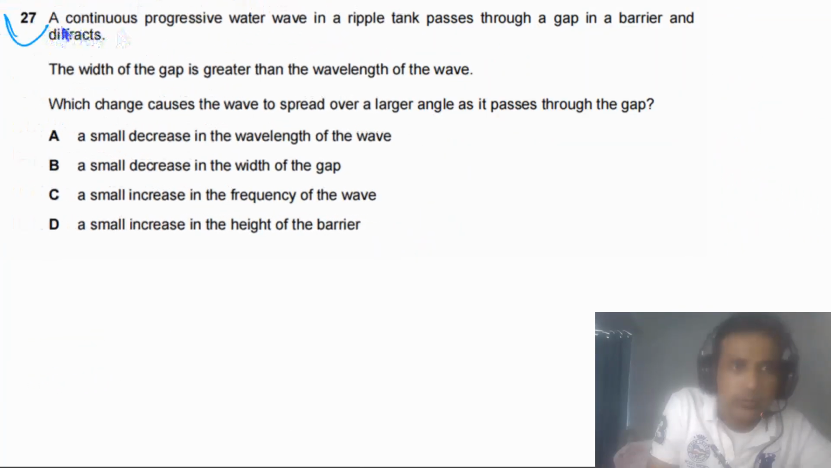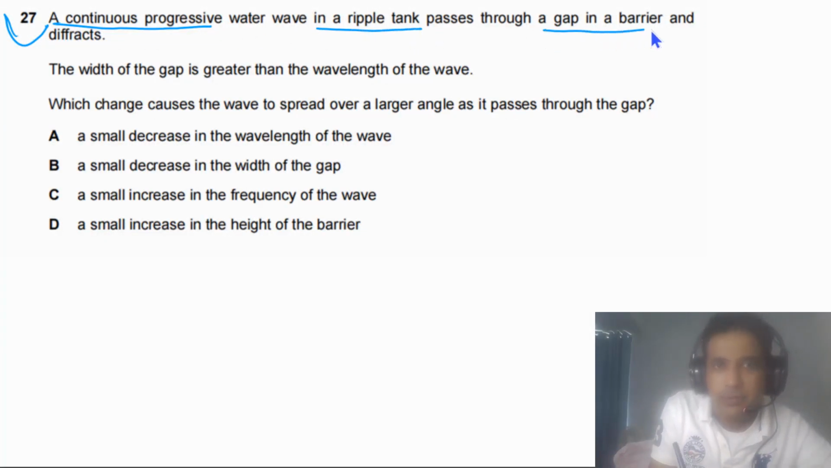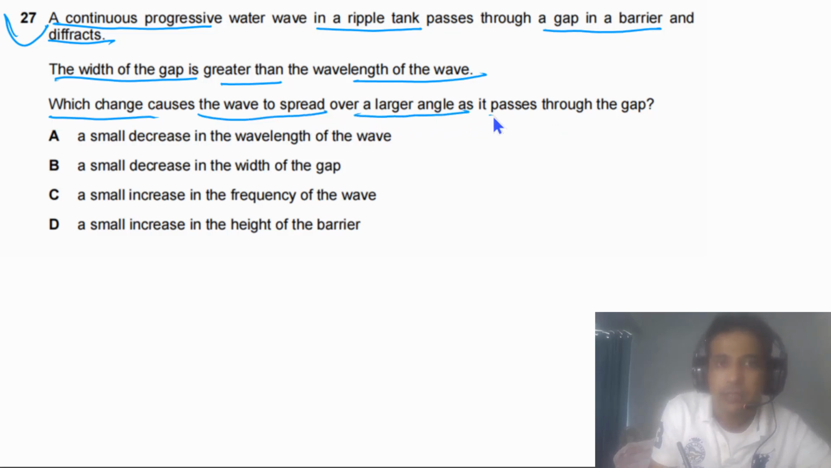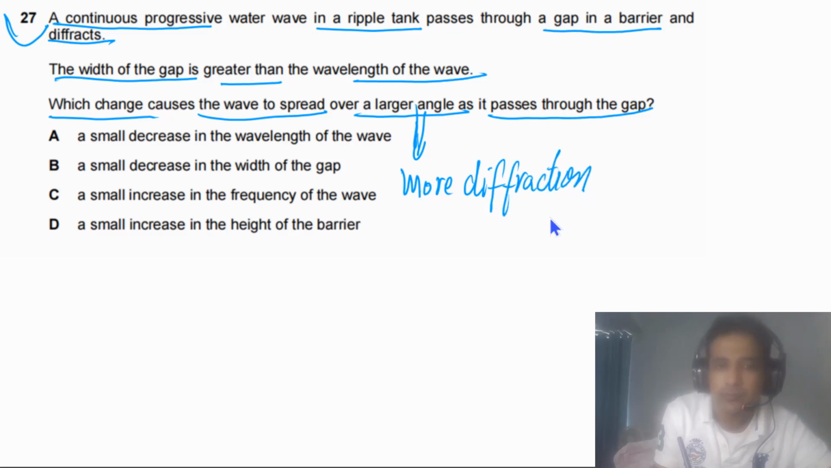Question 27 says a continuous progressive water wave in a ripple tank passes through a gap in a barrier and diffracts. The width of the gap is greater than the wavelength of the wave. Which change causes the wave to spread over a large angle as it passes through the gap? Large angle simply means more diffraction. So how can we increase diffraction?